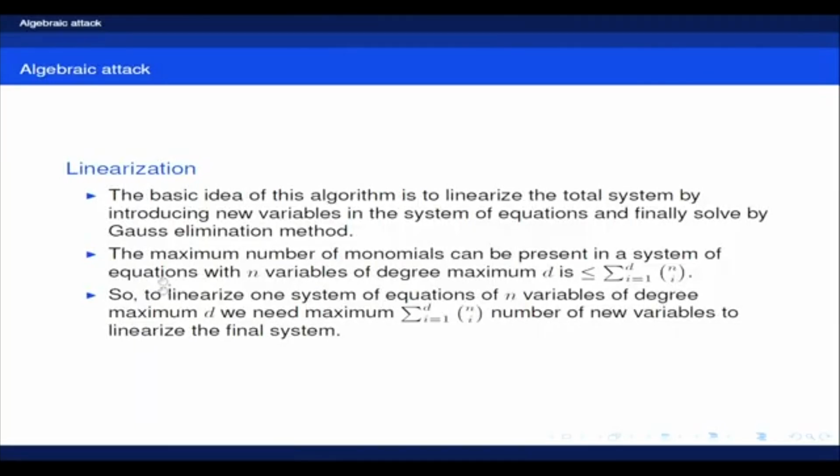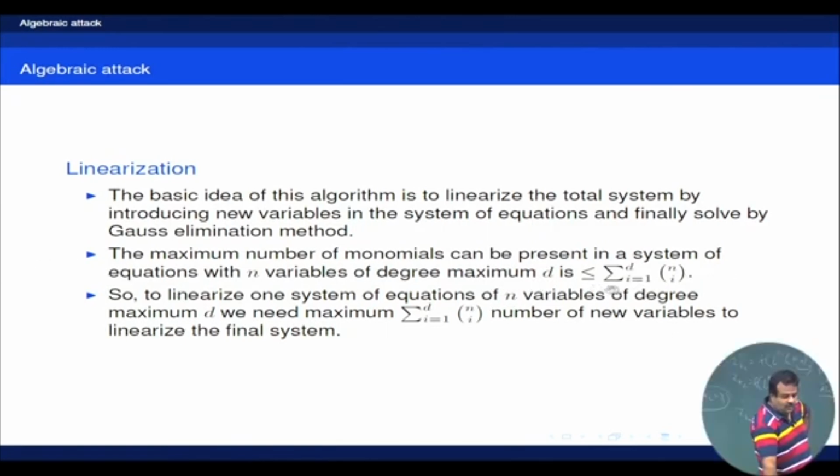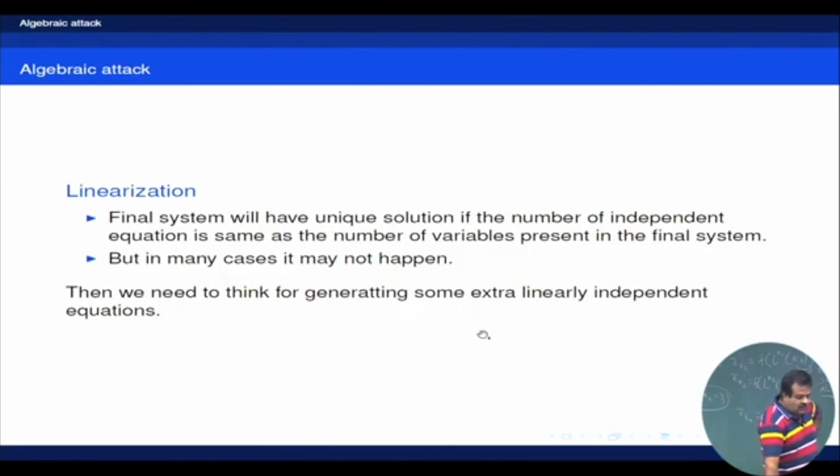Then the maximum number of monomials that can be present in a system of equations with n variables of degree d must be less than or equal to the summation of i equals 1 to d of n choose i. So to linearize a system of n variables of maximum degree d, we need at most this many new variables in the final system. This number should be controlled, because otherwise it will be a huge system and we may not get the solution.